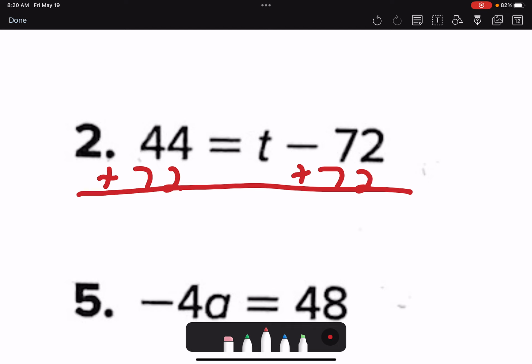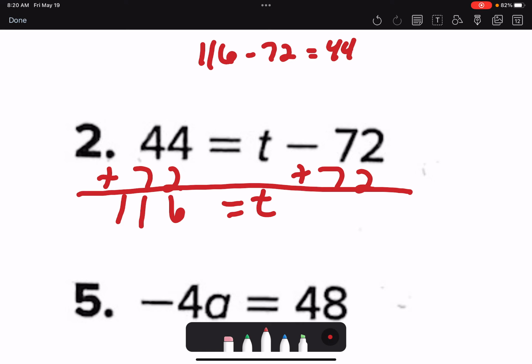And then 4 plus 2 is 6. What about 4 plus 7? 11. And so therefore, we have this. T equals 116. Now, if you want to rearrange it at the end to make the t on the left side, you absolutely can, but it doesn't matter with this. And then I can go ahead and check my work. 116 minus 72 is, in fact, 44. I am correct.